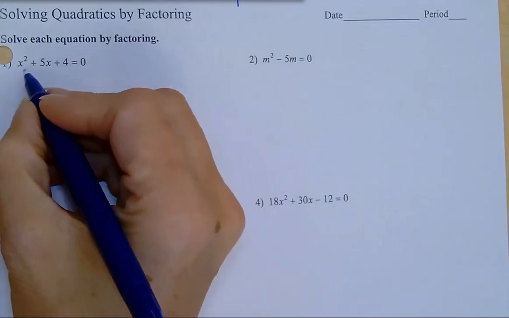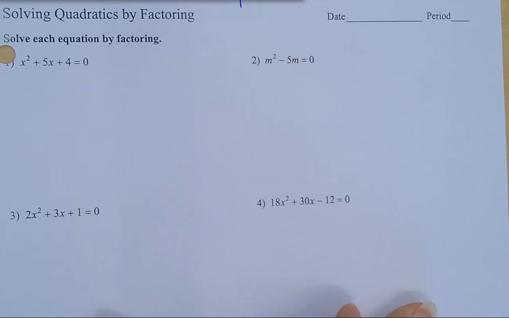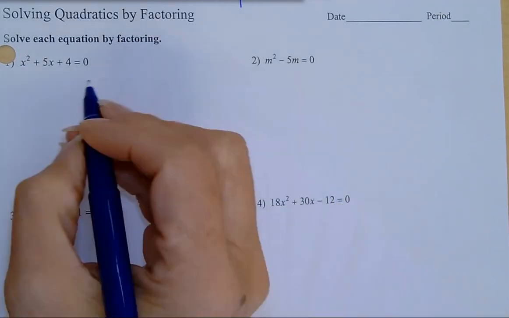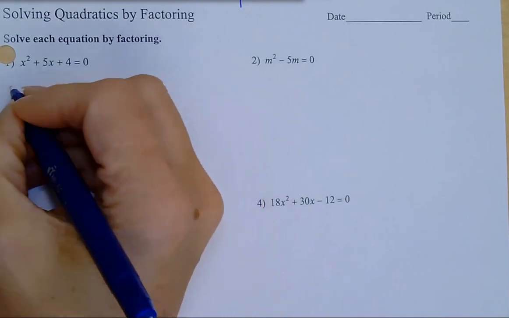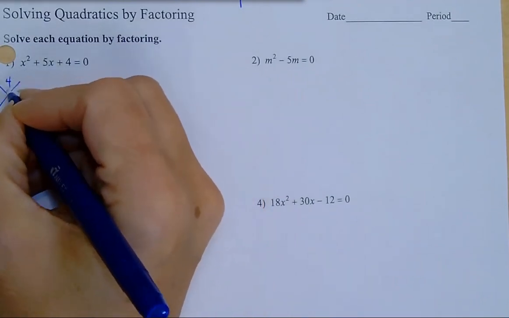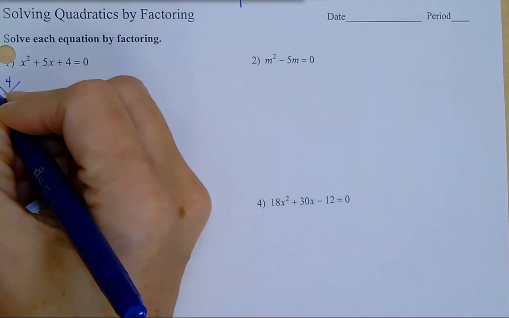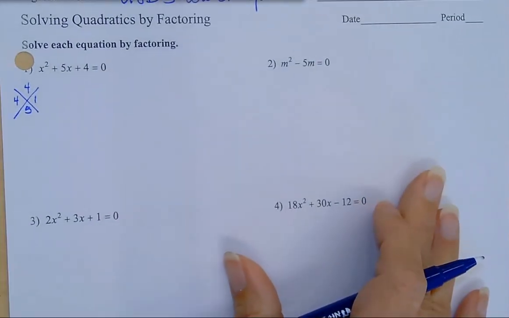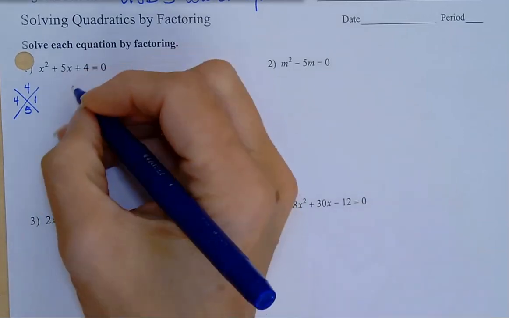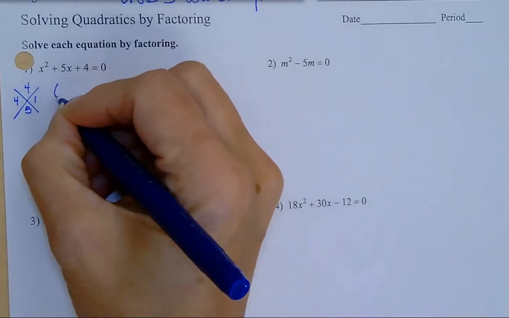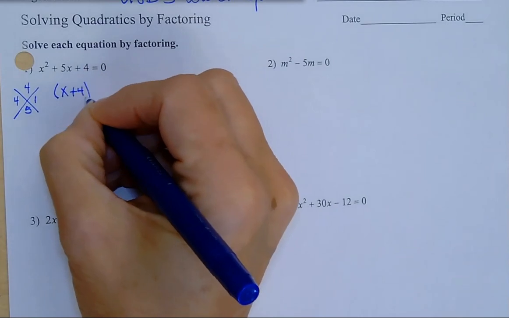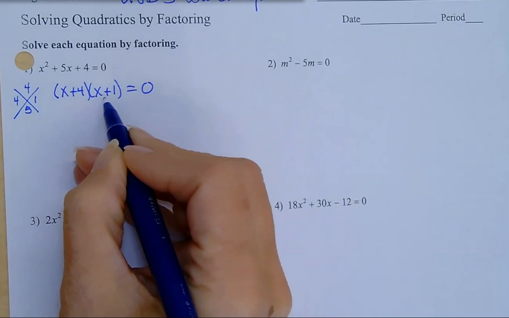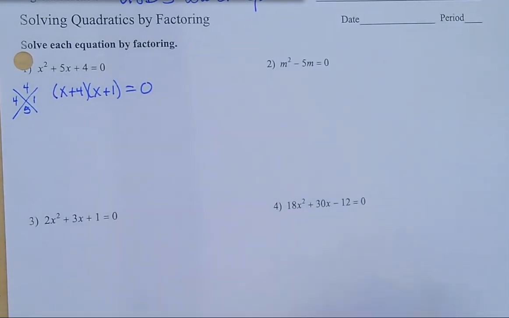Okay, so first I'm going to factor out my trinomial. x squared plus 5x plus 4 equals 0. I'm going to factor it and find two factors, hopefully. So I need two numbers that multiply to give me 4 and add up to give me 5. Well, that's going to be 4 and 1. 4 times 1 is 4, and 4 plus 1 is 5. So since my leading coefficient is 1, I know that I can say (x plus 4)(x plus 1) equals 0, because these two factors multiplied together give me that trinomial.